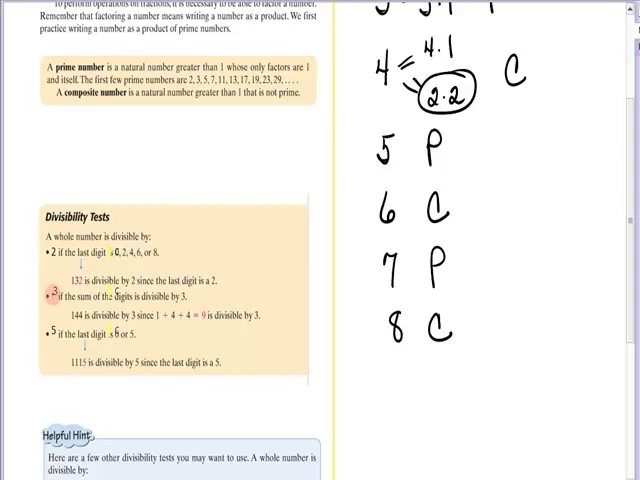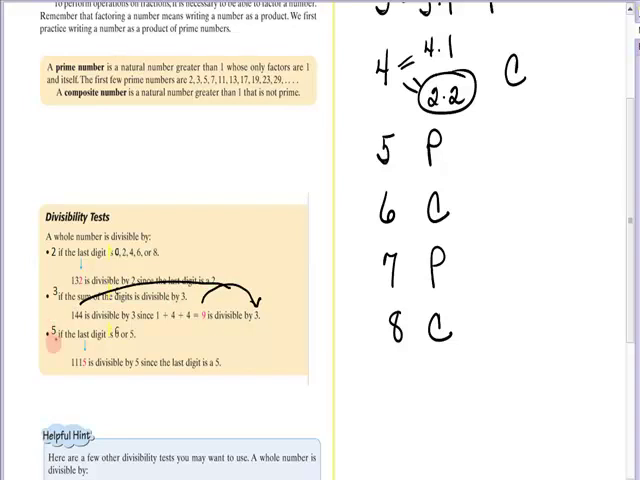A number is divisible by 3, and this might seem a little weird, if the sum of the digits is divisible by 3. For example, 144. It is divisible by 3. Now maybe I don't know how many times it goes in there, but I do know it goes in evenly because 1 plus 4 plus 4 is 9. Since 9 is divisible by 3, so was the original number. So if the sum of the digits is divisible by 3, the number is divisible by 3.